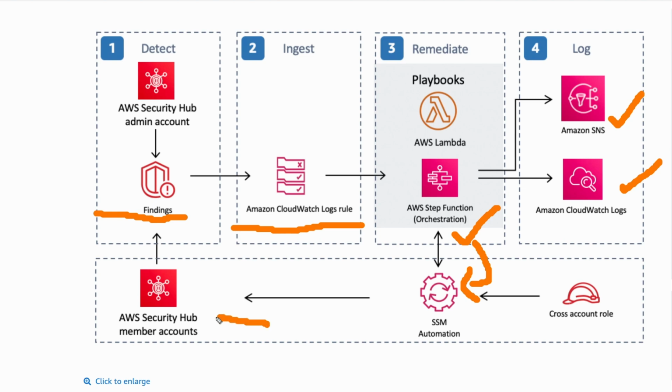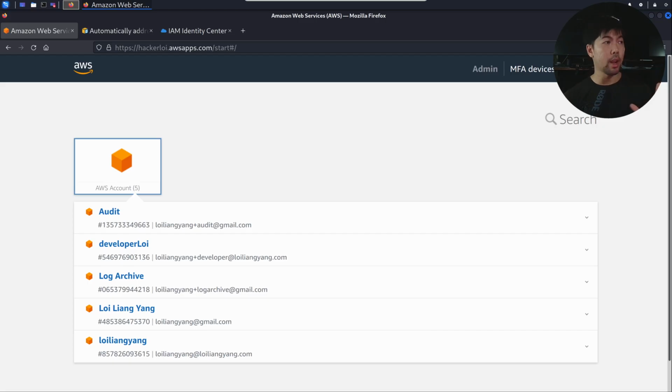And after which we get the findings back over in Security Hub member accounts, which then becomes once again viewable inside the AWS Security Hub administrator account. So right here, I'm logged in and I am on AWS SSO, or now known as AWS Identity Center. And I've logged in right now and I can see all the accounts that I have access to.